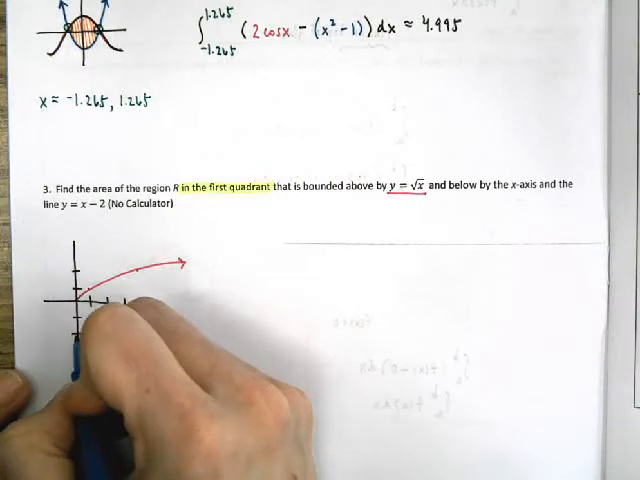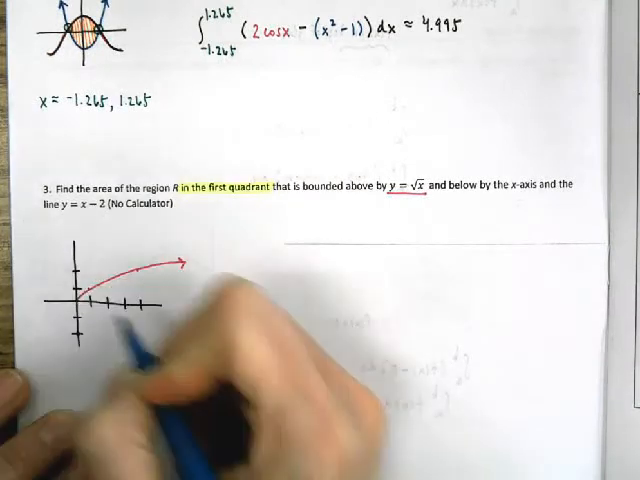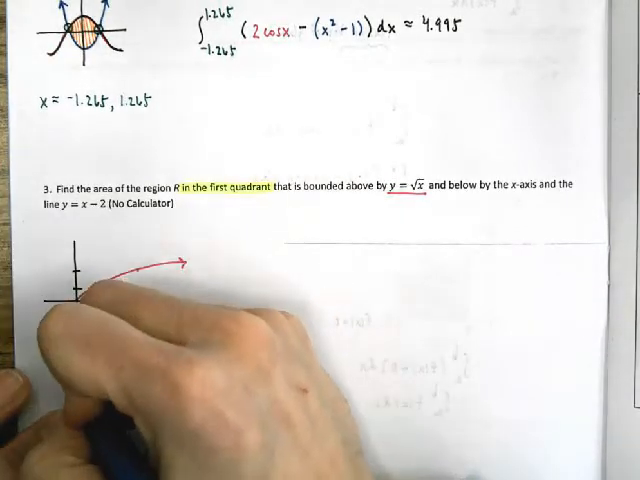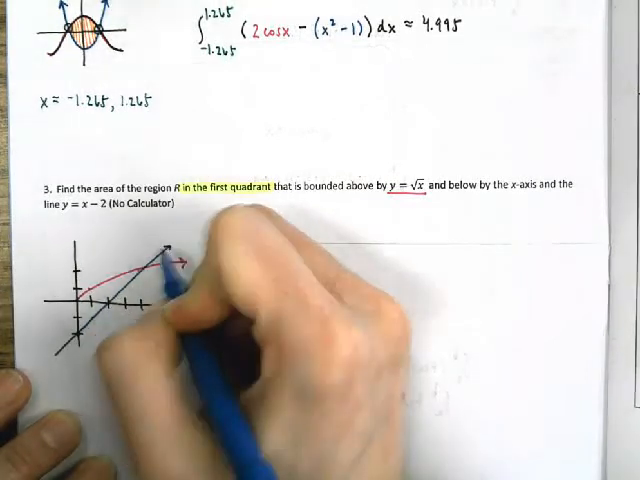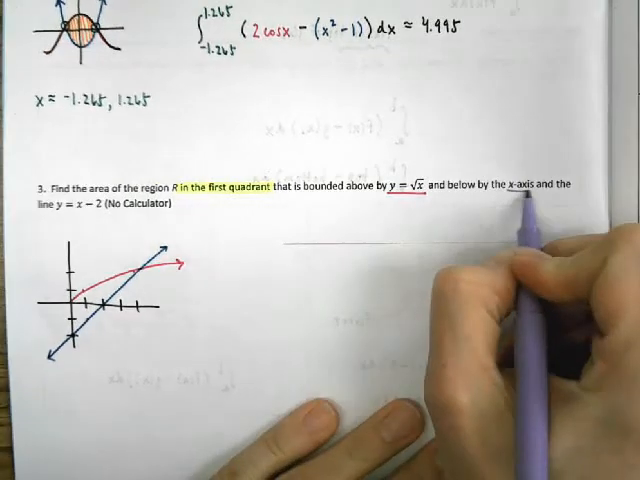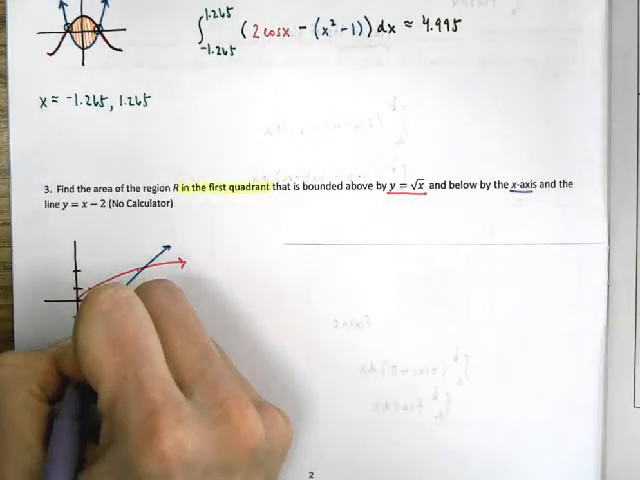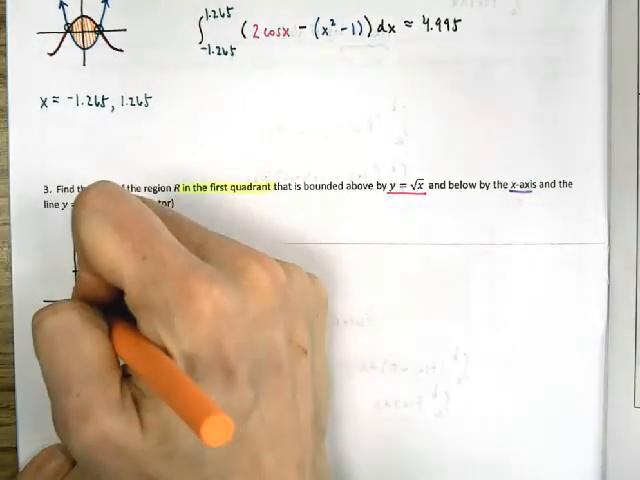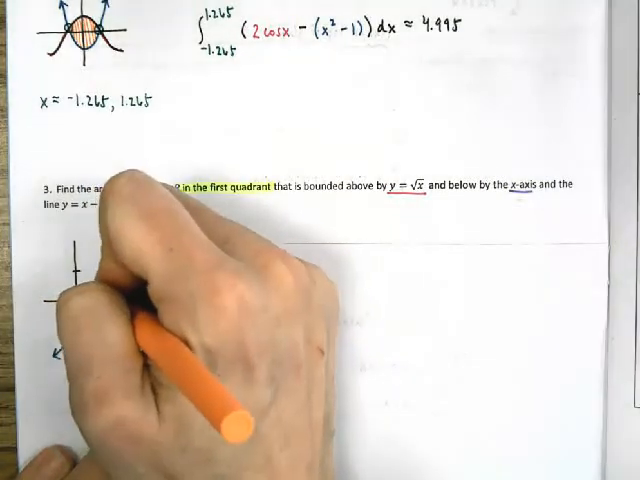So x minus 2, let's see, has a y-intercept of negative 2, slope of 1. So it looks like this. Now, here we have to be careful because it's actually giving us 3 boundaries here. And maybe I'll grab another color. So it told us we're bounded above by root x, below by the x-axis, and the line y equals x minus 2. So actually, I'm closed off. I'm limited to this region that's right here.